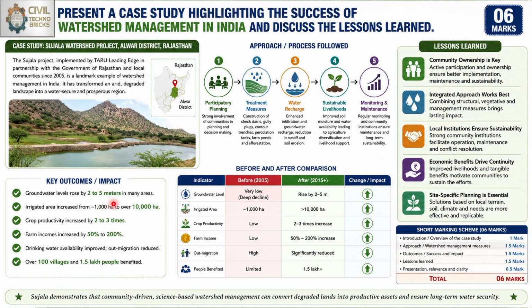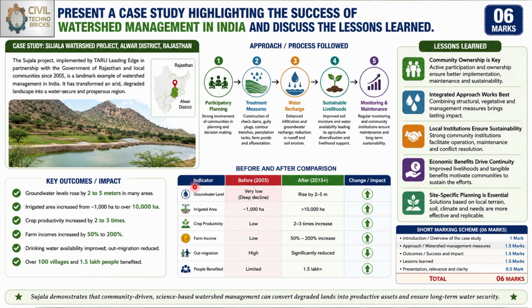The outcomes or the impact of that are noted on the basis of groundwater level rise of 2 to 5 meters in many areas, irrigated area increase from 1000 hectares to 10,000 hectares, crop productivity increased by 2 to 3 times in 1 year, then farm incomes or per capita income increased by 50% to 200%, then drinking water availability improved and outer migration is reduced. Likewise, like Hiware Bazar, over 100 villages and 1.5 lakh people benefited from that project, where each and everything is maximally integrated, and migration has also decreased. That is also one of the outputs.